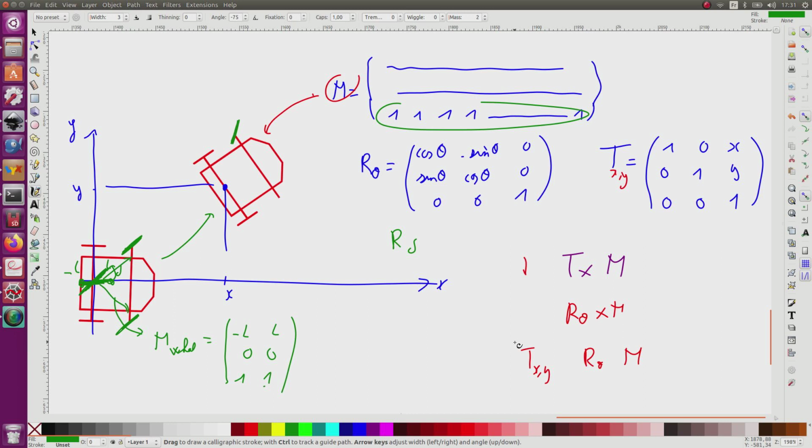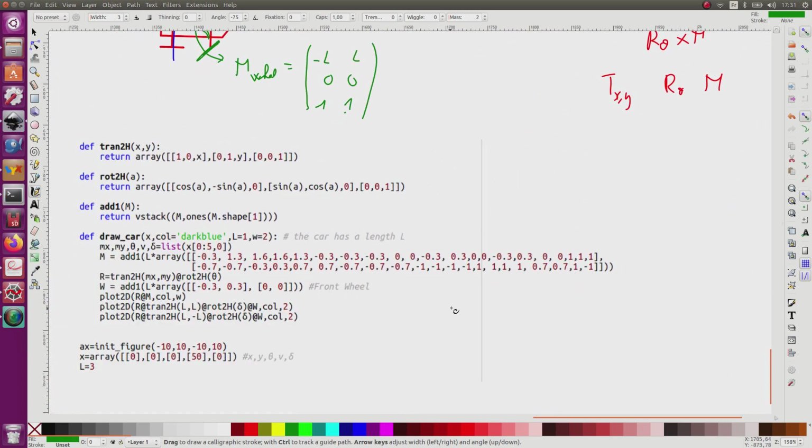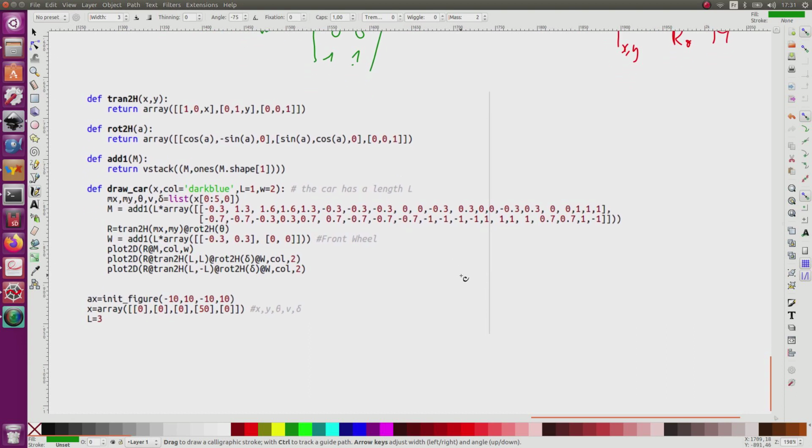So this is why I will translate by this program. I define here my two functions. One corresponds to the translation, T equals 1 0 x, 0 1 y, 0 0 1. Here, translation.